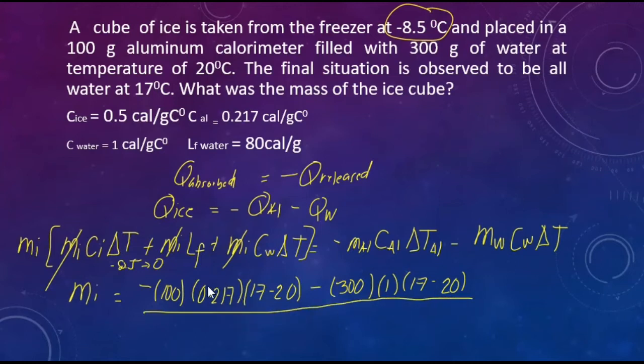Divided by Ci, C of ice is 0.5. And delta T for this one, the final is 0 minus negative 8.5. Okay? So it's not that the final would be 17 again. So that should be 0 minus negative 8.5 because it will melt at that point. Plus LF is 80. There. And then you have the last one, plus C of the water is 1.